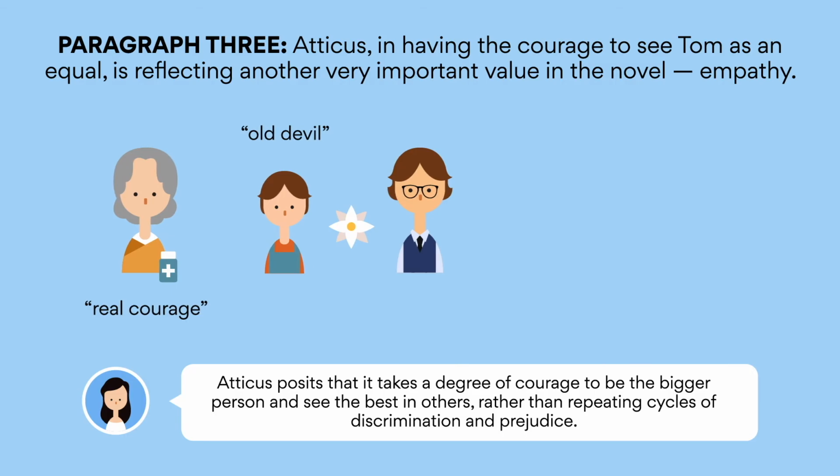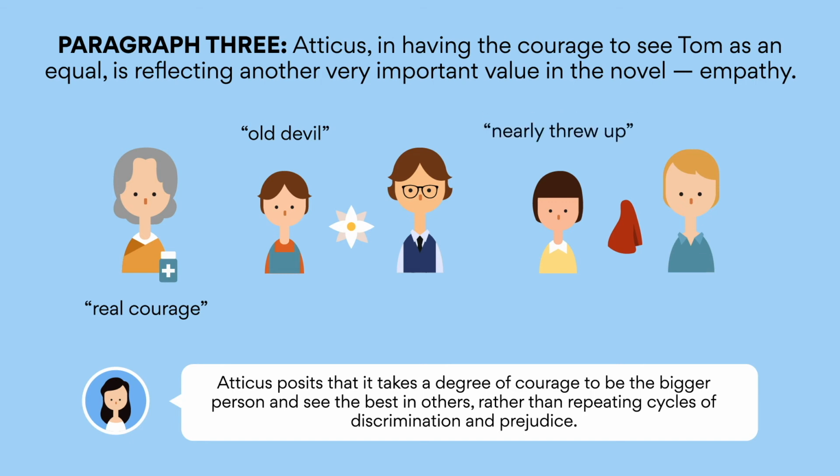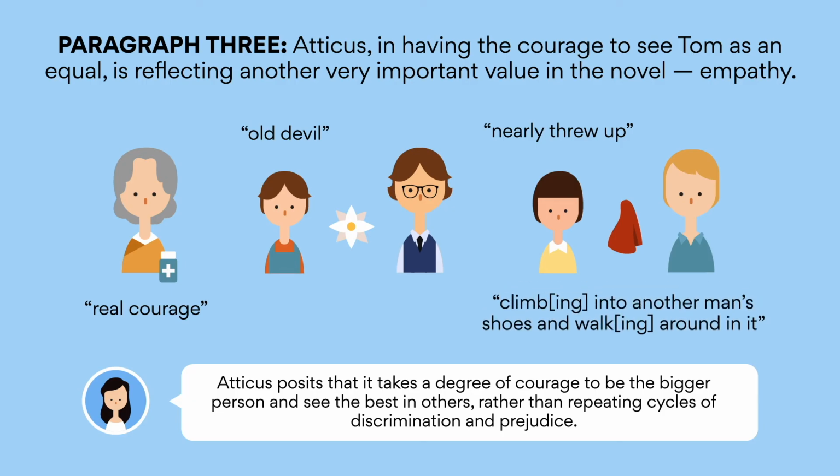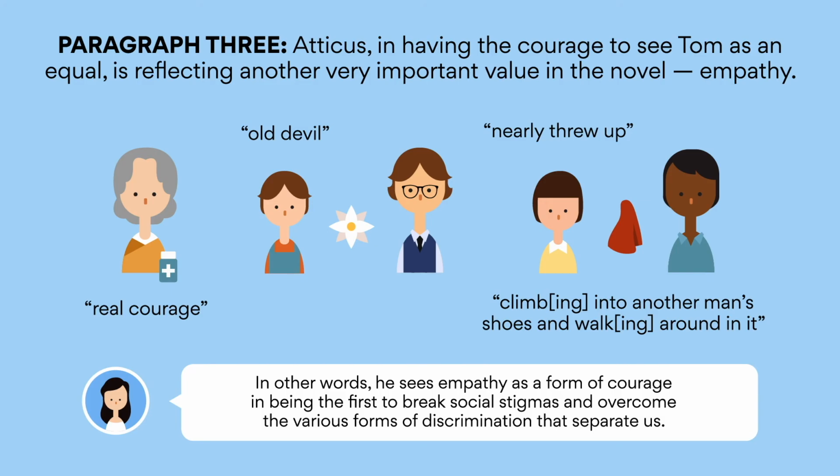The idea of empathy as a form of courage is also reflected in what he teaches them about Boo Radley. When Scout is terrified by the idea that he'd given her a blanket without her realizing, she nearly threw up. Yet Atticus maintains the importance of empathizing with people, climbing into another man's skin and walking around in it, rather than ostracizing them. In other words, he sees empathy as a form of courage in being the first to break social stigmas and overcome the various forms of discrimination that separate us.